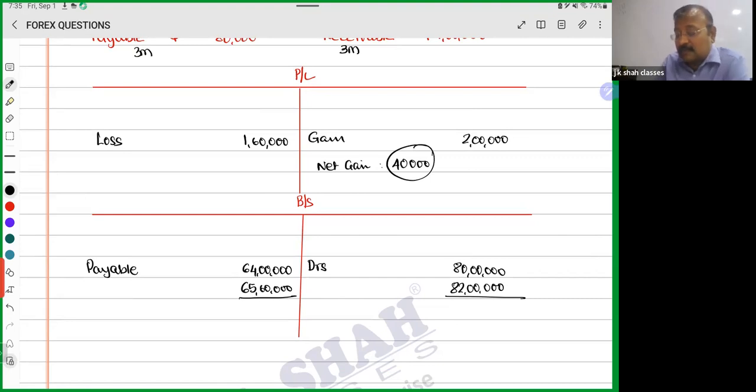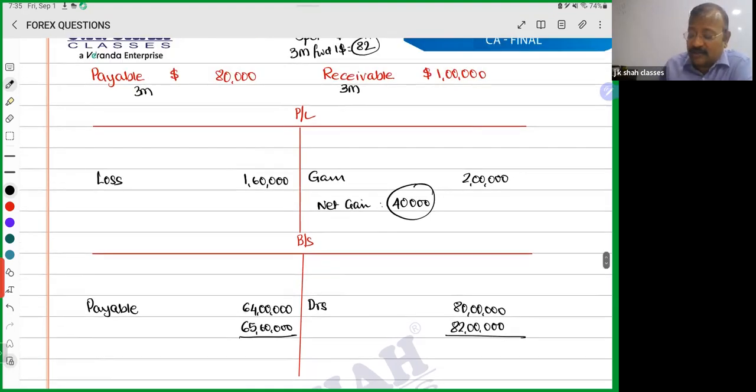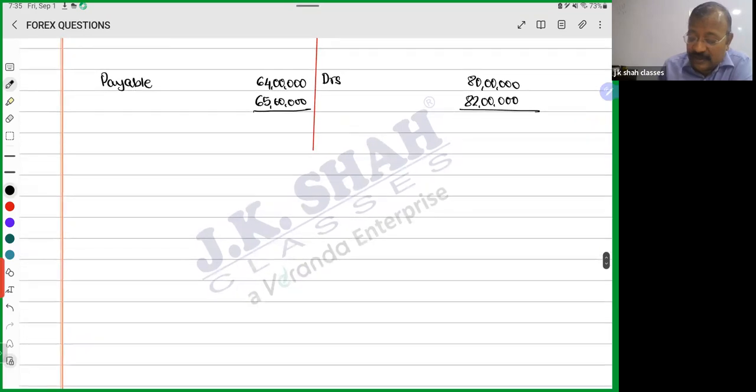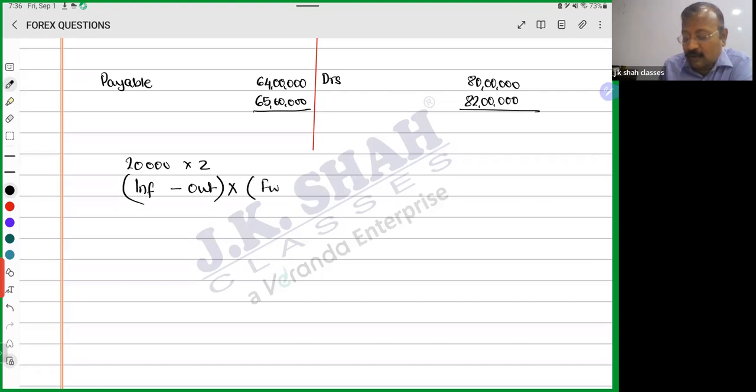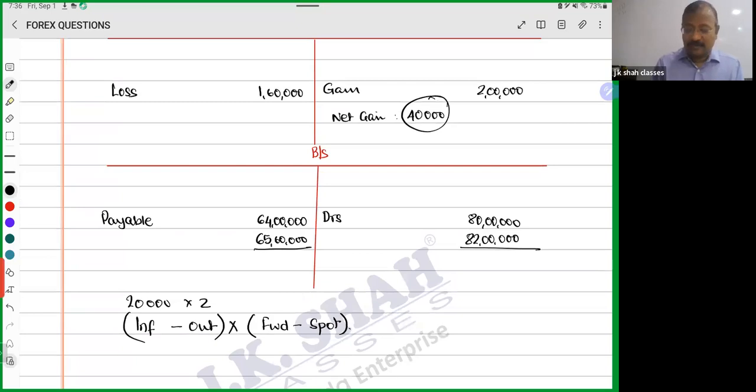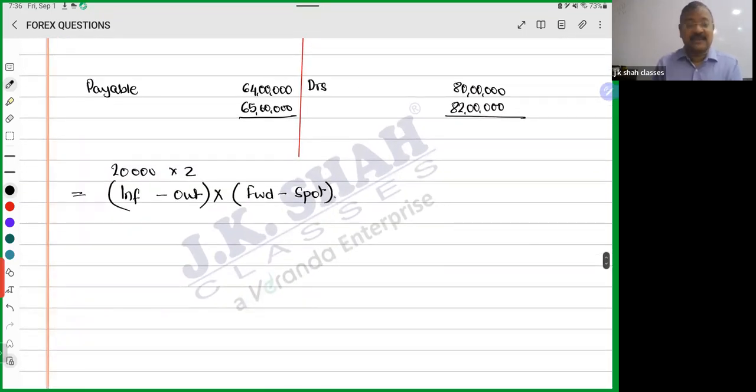Right? Now, is there any other way that we can express this 40,000? Kaise? 20,000 into 2. So basically what you did was, when you said 20,000 into 2, what you are doing is inflows minus outflows into forward minus spot. Right? And this 40,000 is your net Forex exposure. So that means we can calculate Forex exposure by using this expression, inflow minus outflow into forward minus spot.